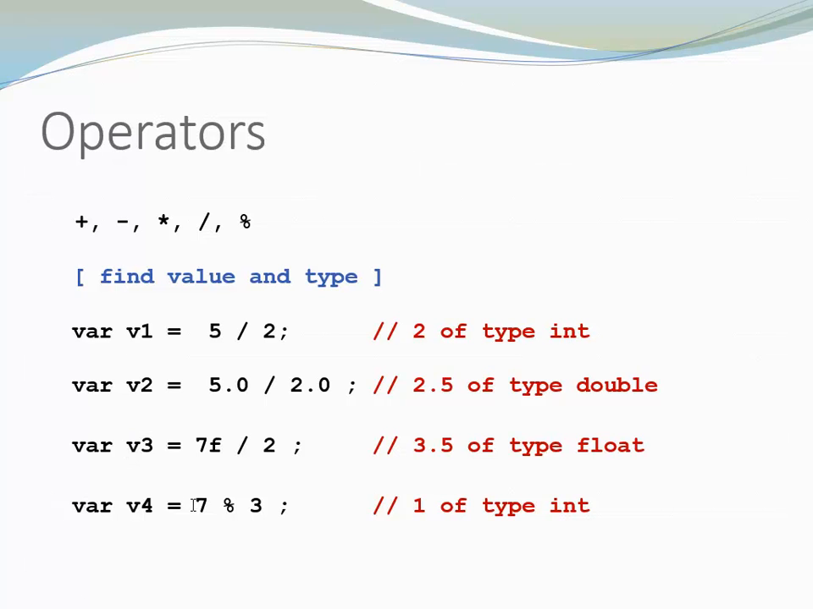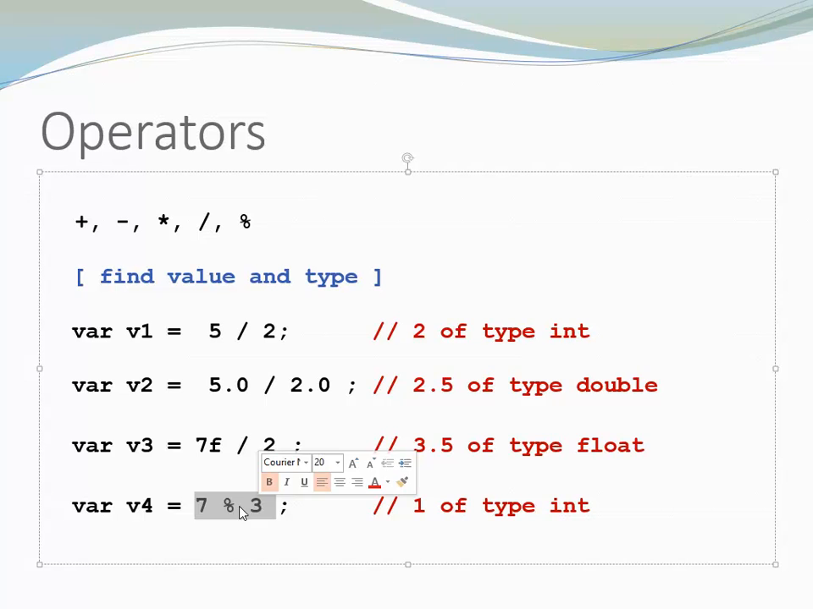Here we have 7 modulus 3. Modulus is the remainder operator. 7 divided by 3 is 2, remainder is 1. 1 is of type integer, which means v4 is of type integer.